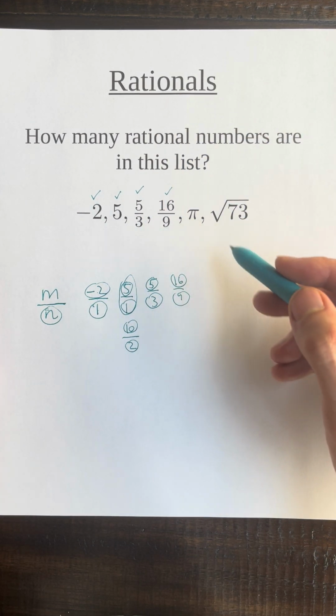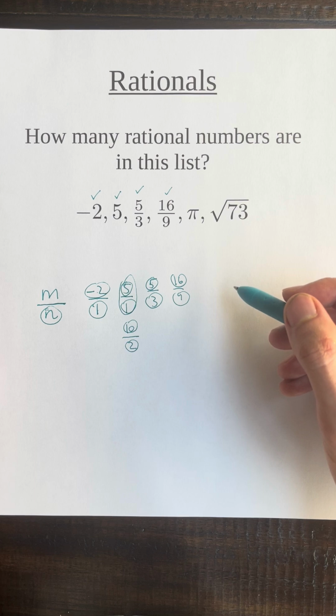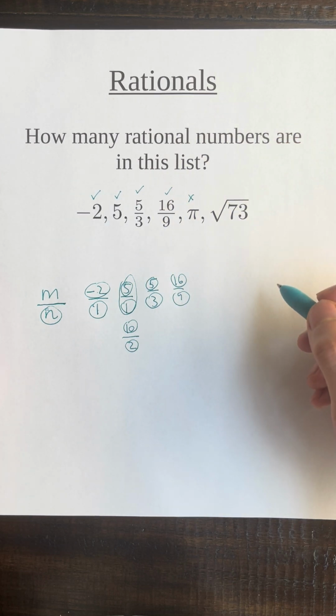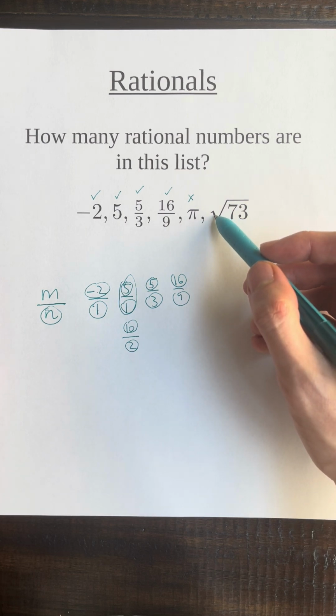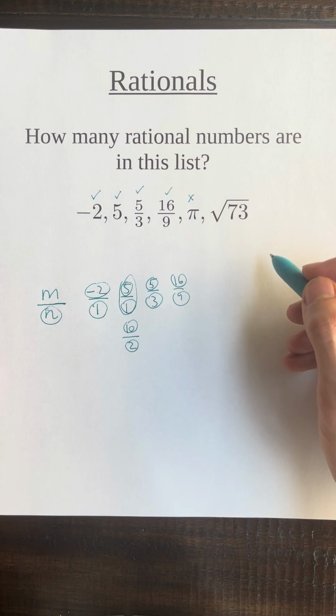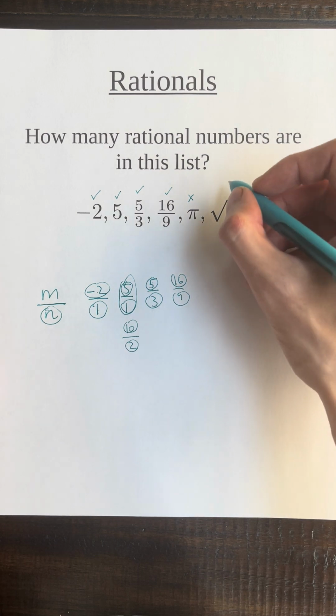Now, pi is not rational. It is irrational. And I'll make another video explaining why, but if you see the square root of an integer that is not a perfect square, then it's also irrational.